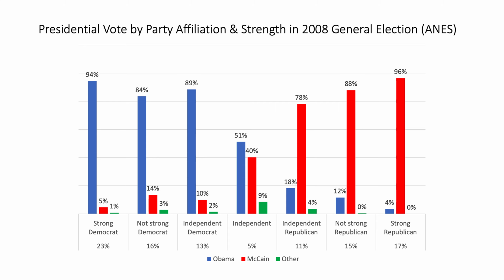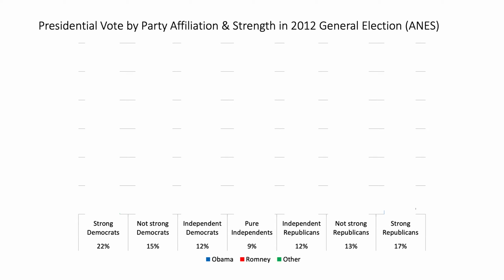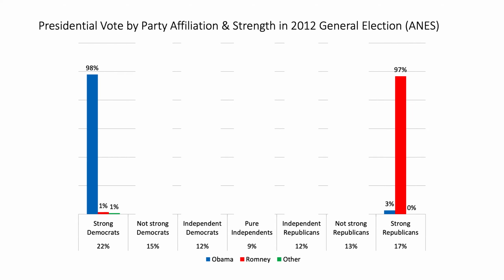Now let's move into 2012. The same kind of questions, same kind of dynamics. Again, you see the electorate spread out. This time, pure independents jumped from 5 to 9% of the electorate. But think about that. Basically, 90% of the electorate identifies with one political party in some way, shape, or form. And among the strong partisans, even greater numbers. Almost 100% of them voted for their political party's candidate.